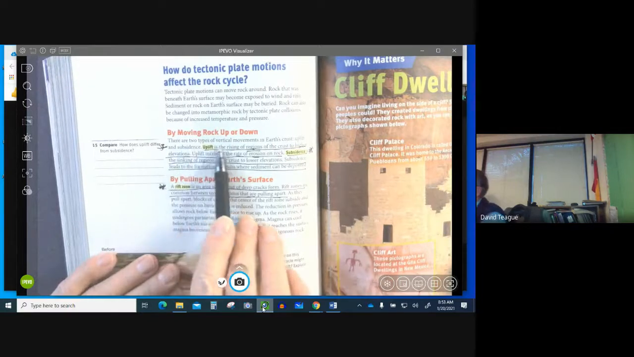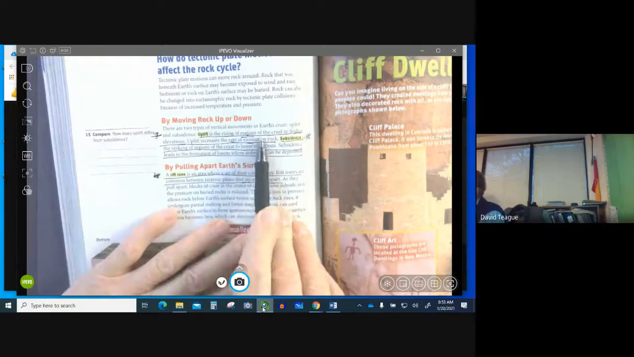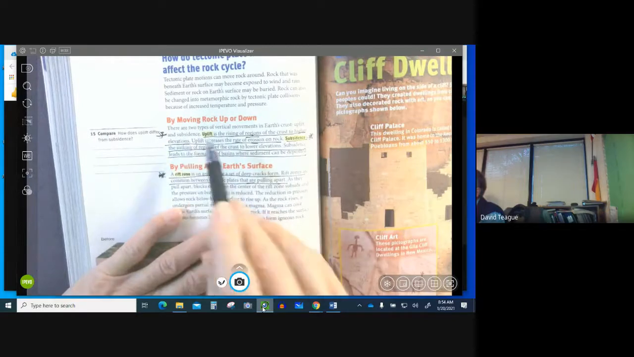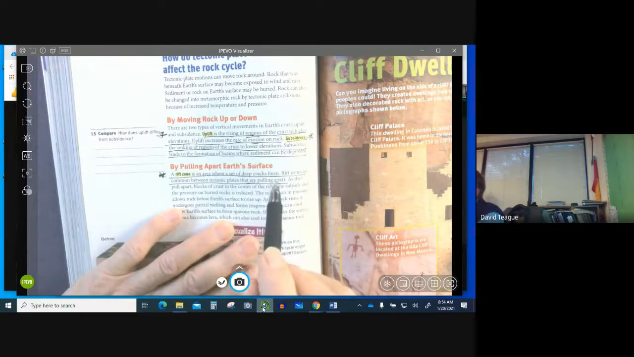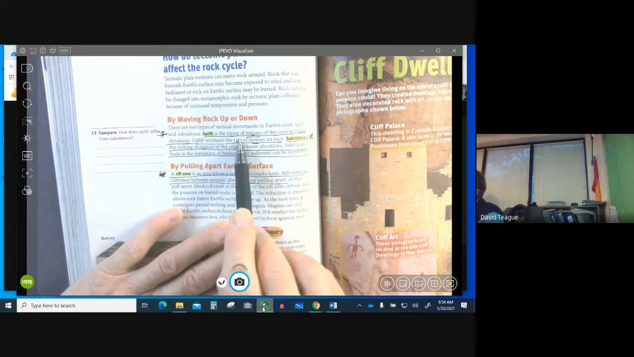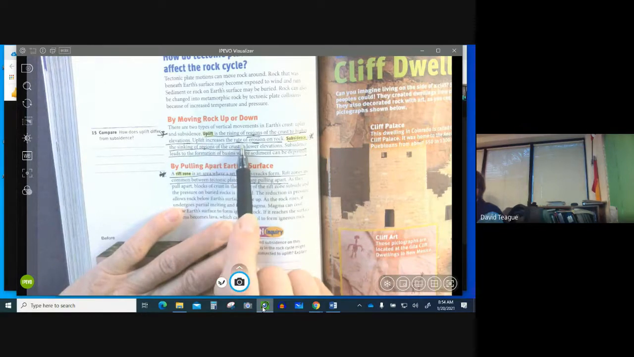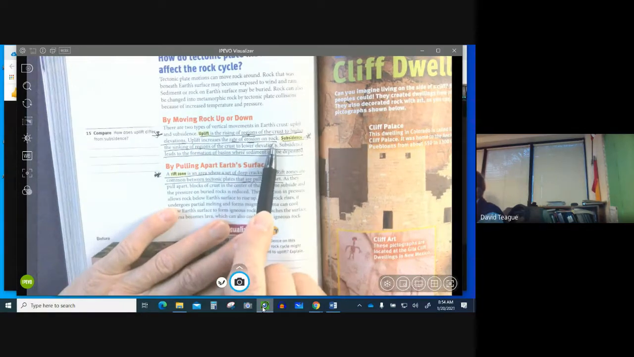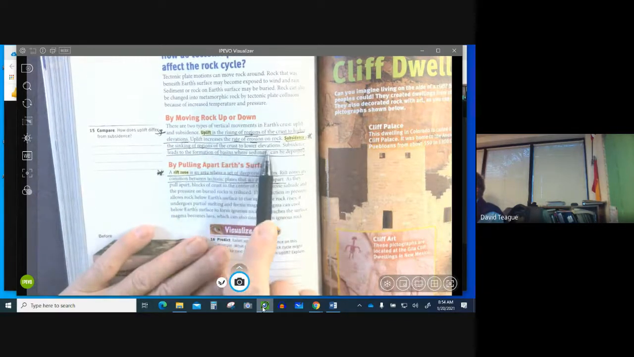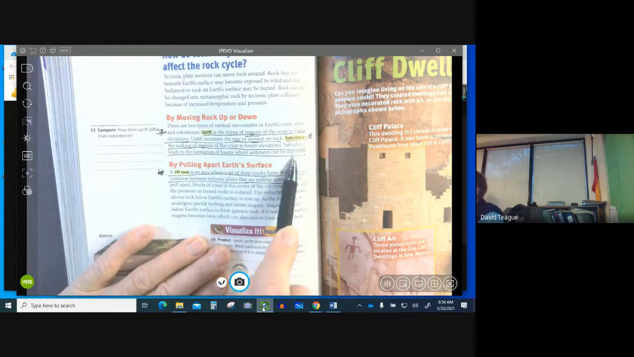There are two types of vertical movements in the Earth's crust: uplift and subsidence. Uplift is the rising of regions of the crust to higher elevations. Uplift increases the rate of erosion on rock. Subsidence is the sinking of regions of the crust to lower elevations. Subsidence leads to the formation of basins where sediment can be deposited.